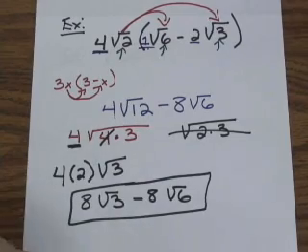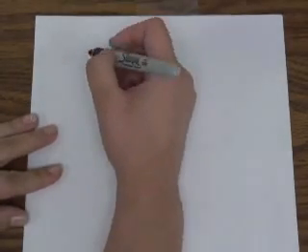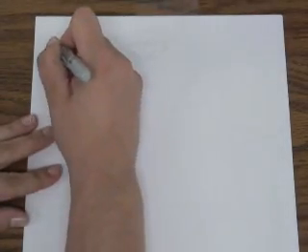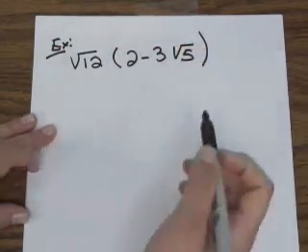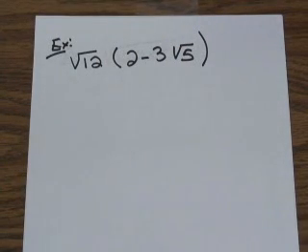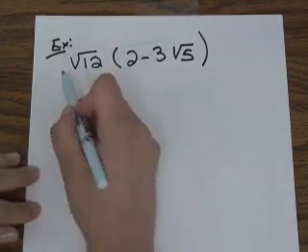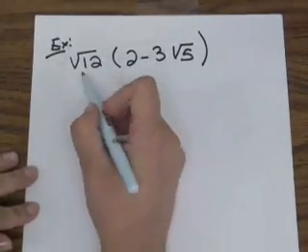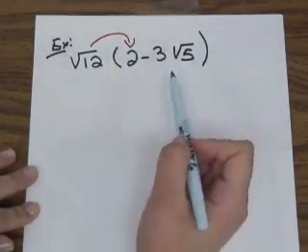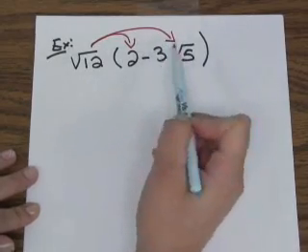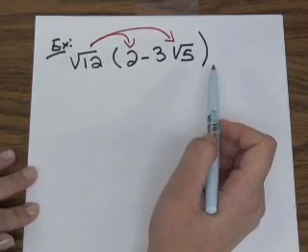So let's try a couple more problems where we will have to simplify. Okay, in this problem again, keep in mind you're multiplying numbers in front of the radical with other numbers in front of the radical and numbers under the radical with other numbers under. So I'm going to take the square root of 12 and multiply it by 2. And I'm also going to take the square root of 12 and multiply it by negative 3 square root of 5. So what happens here?